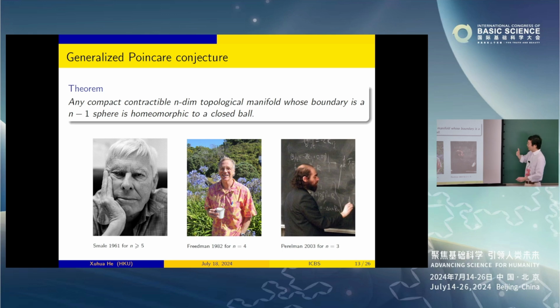I suppose everybody knows this, but let me quickly mention. The input from the generalized Poincaré conjecture is the following result: any compact, contractible, n-dimensional topological manifold whose boundary is an (n-1)-sphere is homeomorphic to a closed ball. So if you know that the interior is the open ball, and you know the boundary is an (n-1)-sphere, then that will be enough. This is the work of Smale, Freedman, and Perelman. Finally, this now is a theorem.